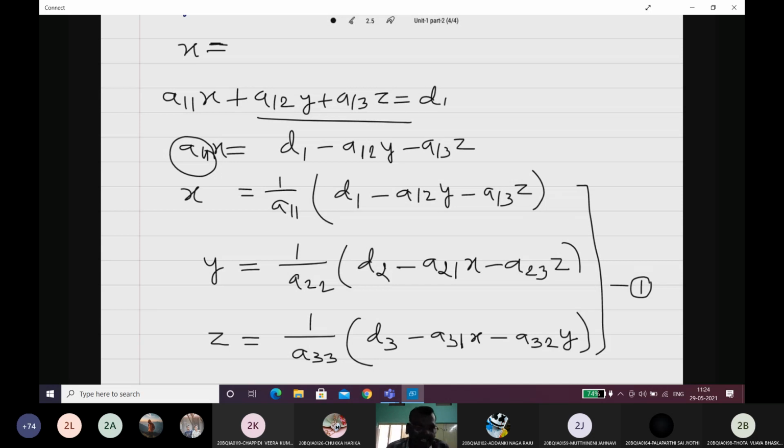From the first equation, find the x value. From the second equation, find the y value. From the third equation, find the z value. Rewrite the equations in this form. This method is known as Jacobi's method.